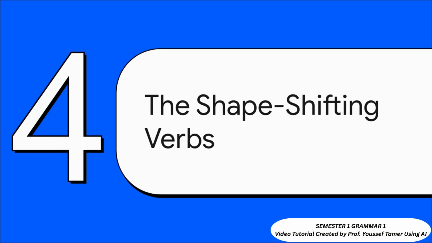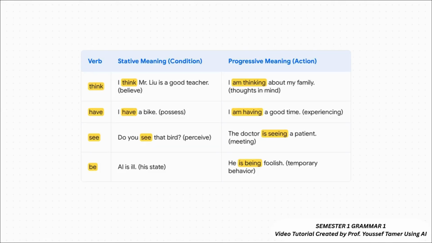Okay, so let's get these common shape-shifting verbs all organized in one place. Seeing them laid out side by side like this makes the whole pattern just click. This chart is just perfect. Look, on the left, you've got the stative meaning, a general belief, possession, or perception. But on the right, you see that exact same verb being used for a temporary active process. The gears literally turning in your brain, or you're experiencing something, or you're at a scheduled meeting.